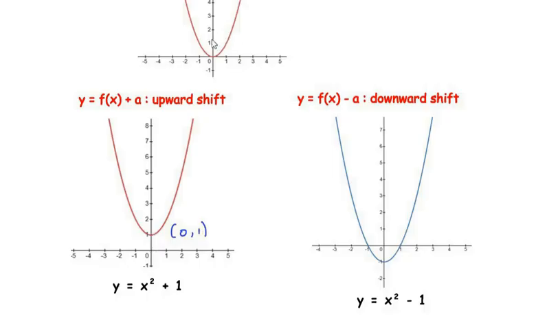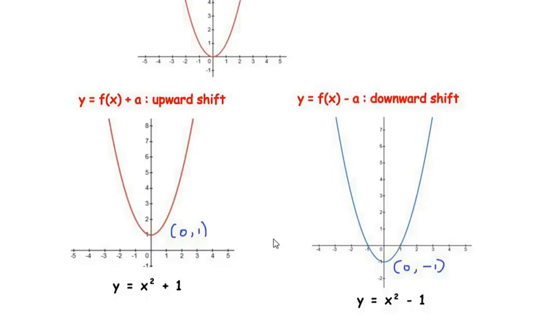Similarly, if we want to shift this parent function downwards, then we are going to write the function as y is equal to x square. This was the parent function. And then we are going to add -1 to it. Here you can see that the parent function, which was touching the x-axis at 0, 0, has shifted downwards by 1 unit. So the new coordinates are now 0, -1. So the y coordinate has changed, not the x coordinate.